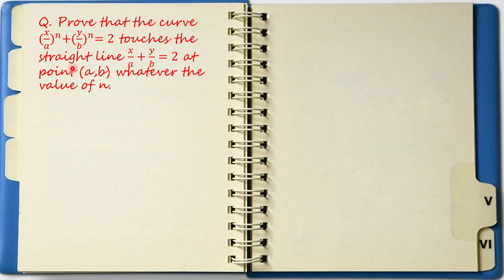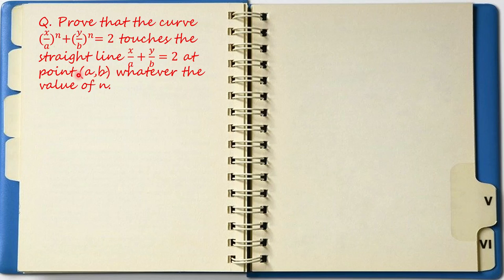Prove that the curve given by this equation (x/a)^n + (y/b)^n = 2 touches the straight line x/a + y/b = 2 at the point (a, b), whatever the value of n. It means that if we take any value of n, we can establish that this straight line will touch this curve at a certain point, that is (a, b).